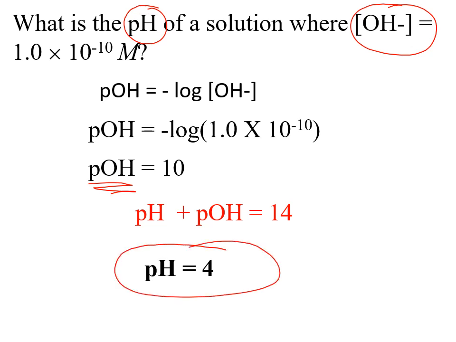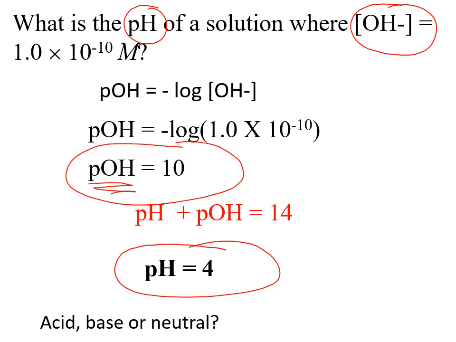But I'm telling you right now, on the test, another answer choice would be 10. And probably half of you would pick 10. You have to be careful, and please, please, please label it like this so you don't get yourself confused. And then, is this an acid, base, or neutral? Well, it has a pH of 4, so it is an acid.